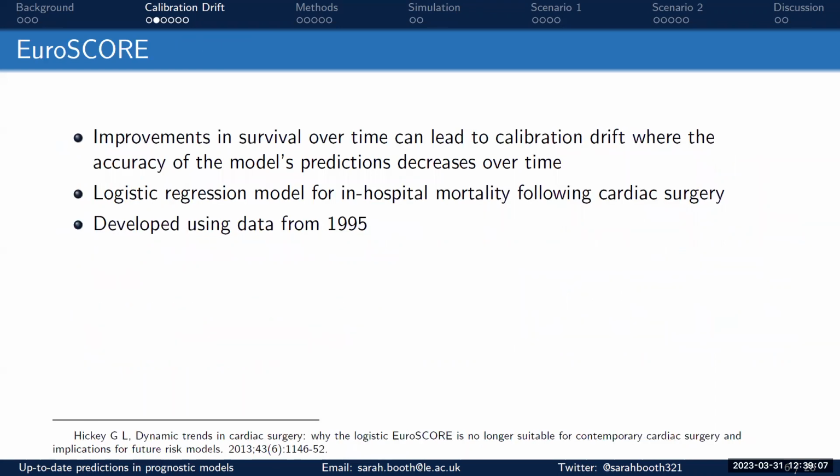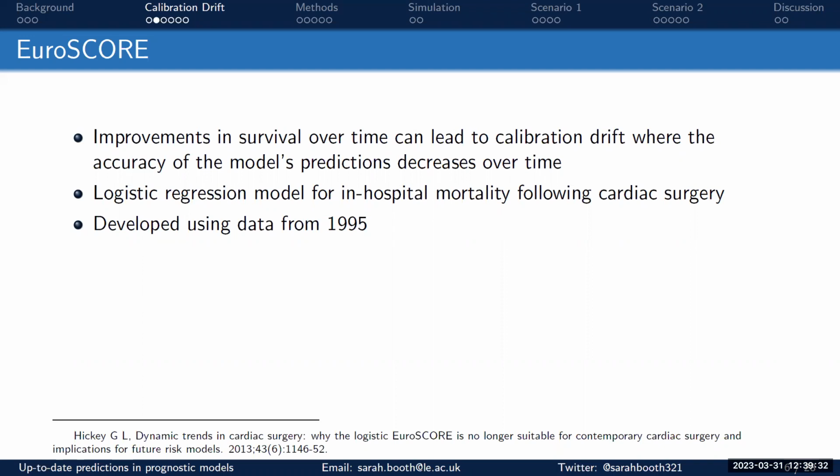If improvements in survival occur over time and we don't account for them, this can lead to what's known as calibration drift in prognostic models. So as time goes on, the accuracy of the model predictions decreases. This can be due to lots of different reasons, but here we've just focused on improvements in baseline survival. The EuroSCORE model is quite well known for calibration drift, and it's often used as an example.